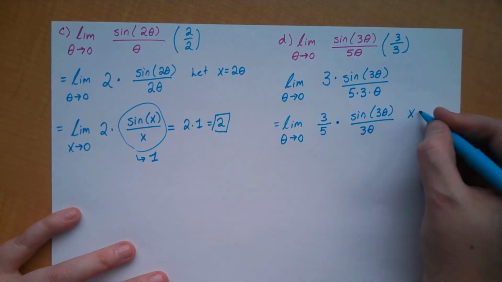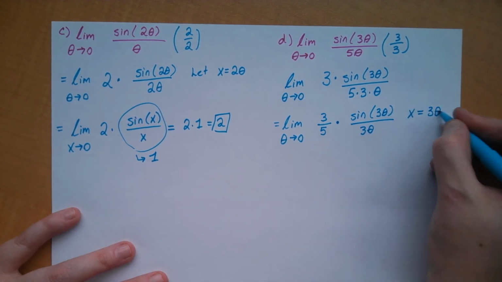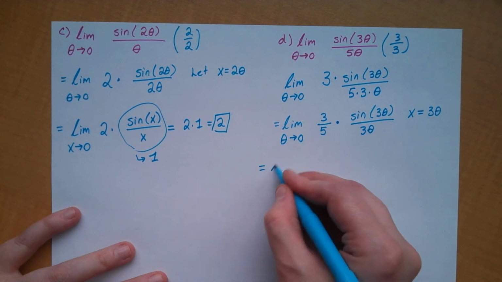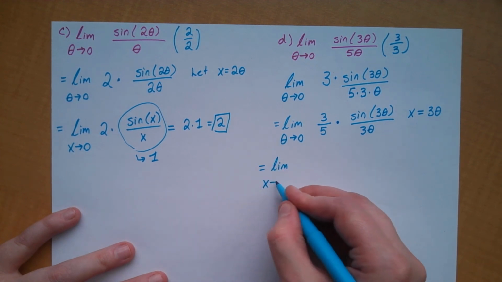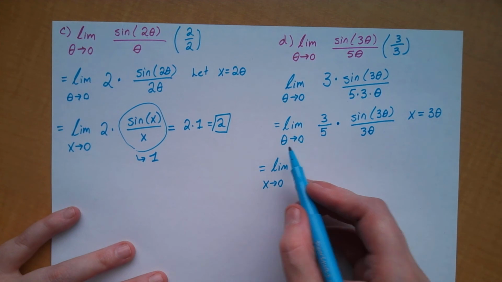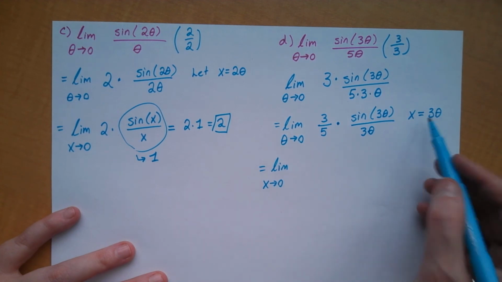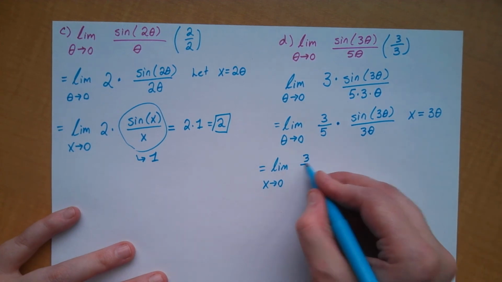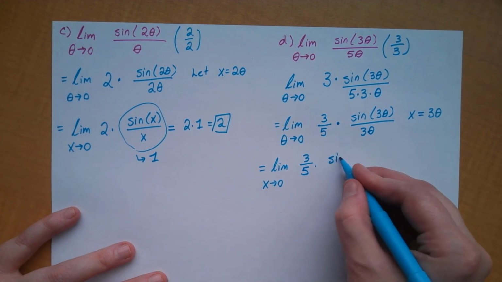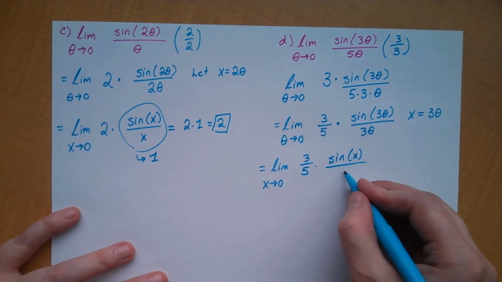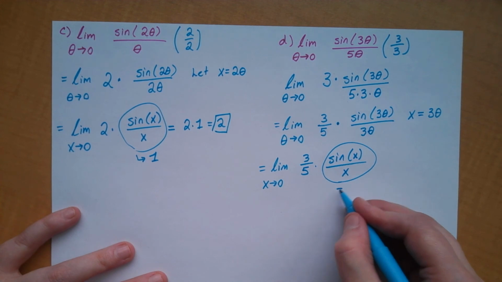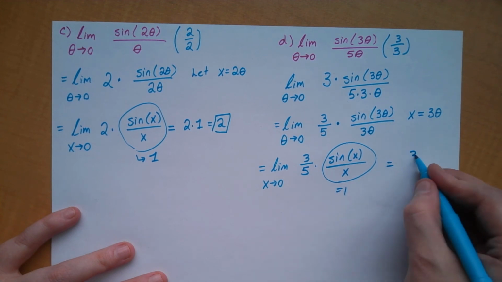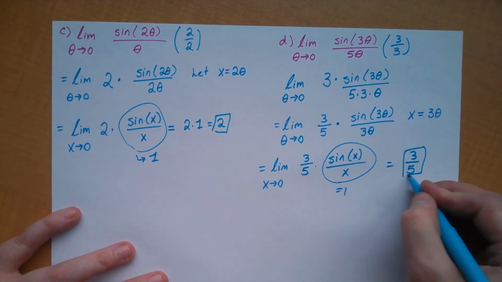And if I do the same thing I did before, let x equal 3 theta, then we're going to have the limit as x approaches 0, because as theta approaches 0, x would also approach 0, of 3/5 times sine of x divided by x. Well again, that's just going to equal 1, so our solution would be 3/5.